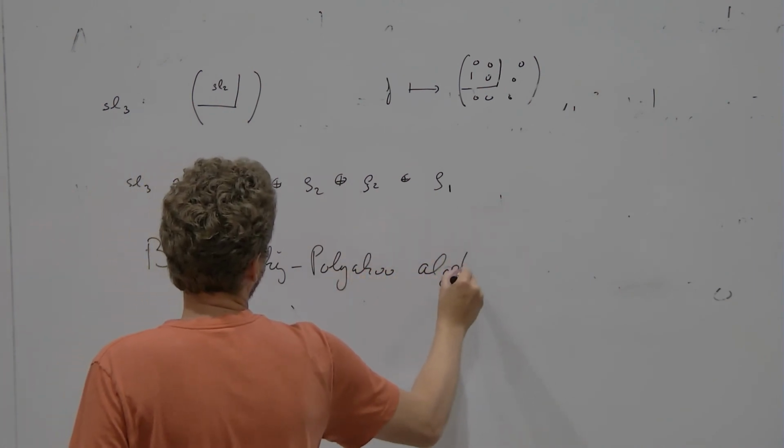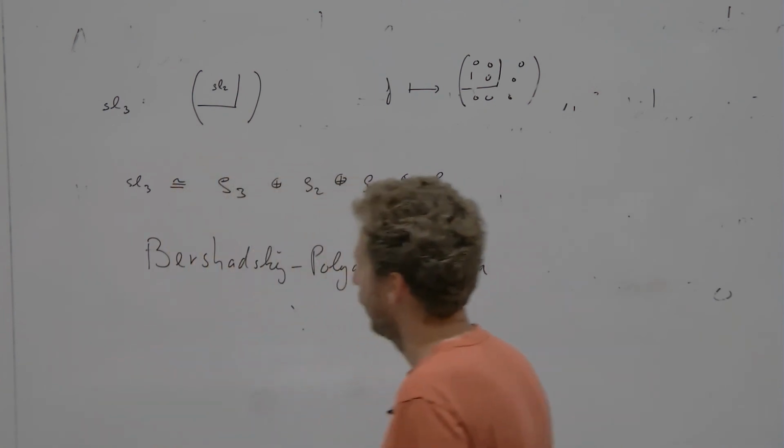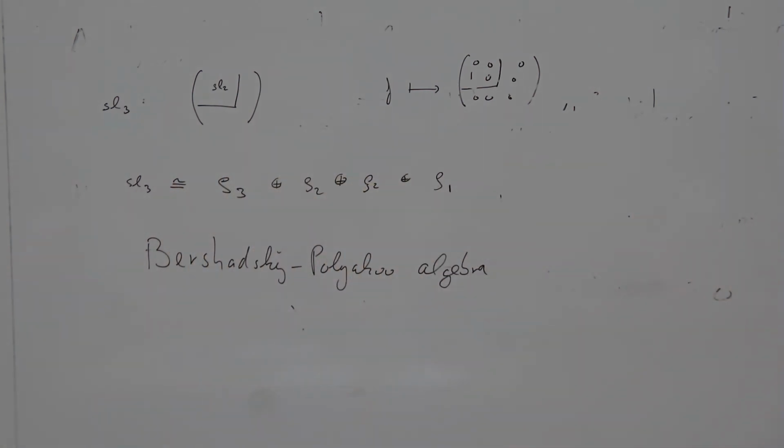It is named after the physicists who have studied it first. And why is it important? Because it's the first example you can write down of a W algebra that is not of principal type. That's the single reason. It's the first.